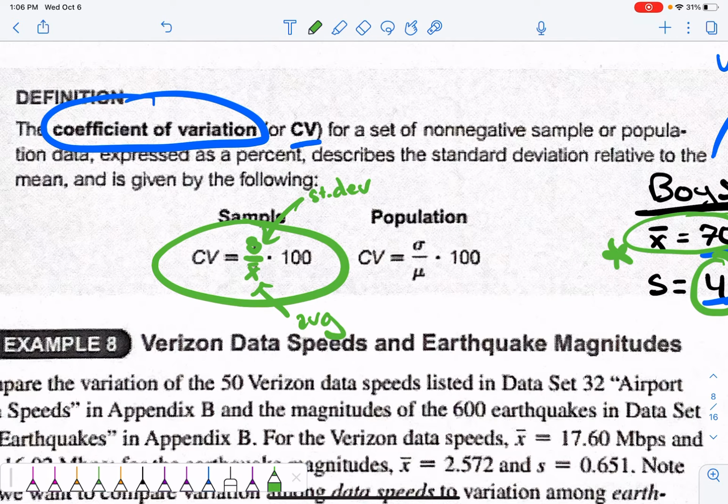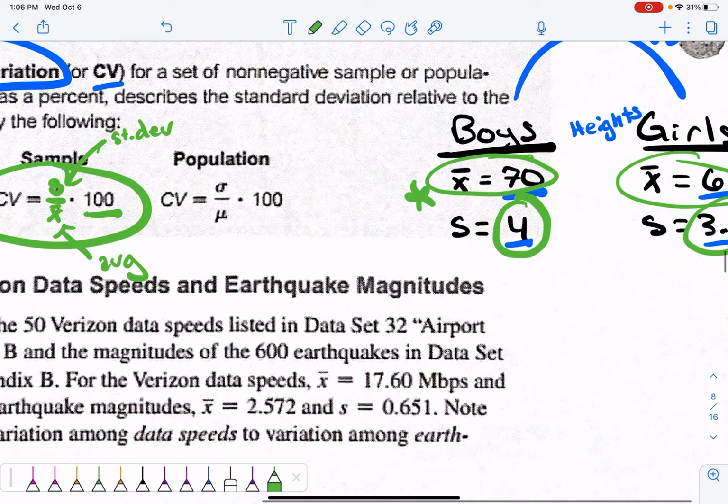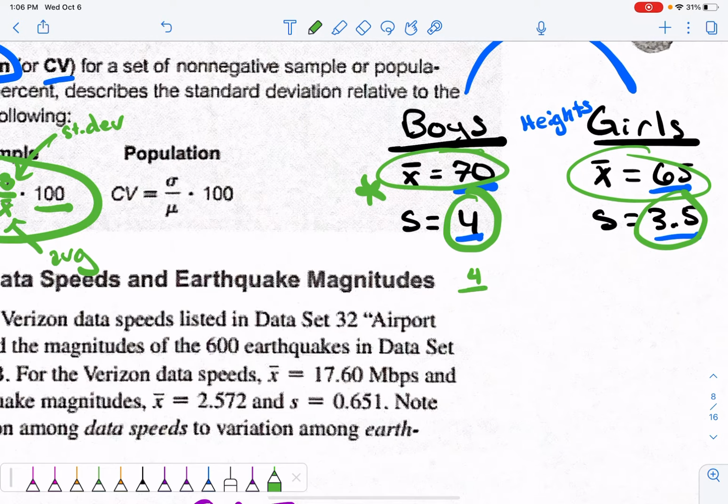And then they say take it times 100, and all that's doing is just turning it into a percentage. So you don't really have to worry about the take it times 100 thing. You can kind of do that probably in your head. So what we're doing to figure out which one varies more is we take S divided by X bar. So this would be 4 divided by 70, and this one would be 3.5 divided by 65.